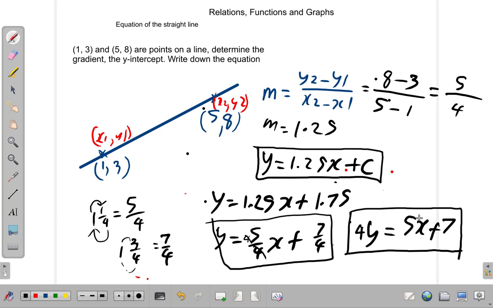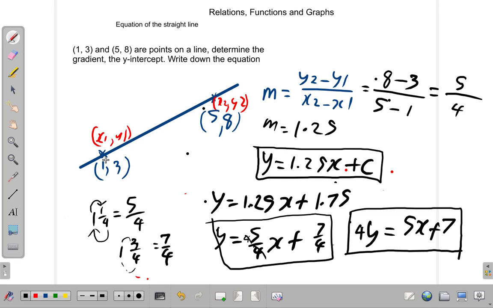But sometimes you might be asked to write it like this, because it seems a little more elegant than all of these with the fractions and the decimals and so on. So you have 4y equals 5x plus 7. So that is the equation of a line from two pairs of coordinates, from 2 points.